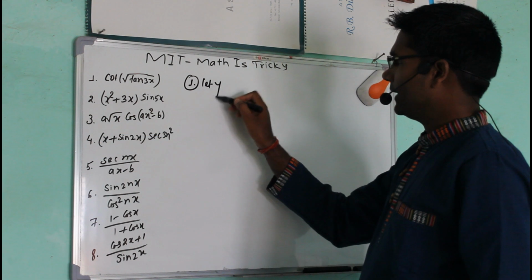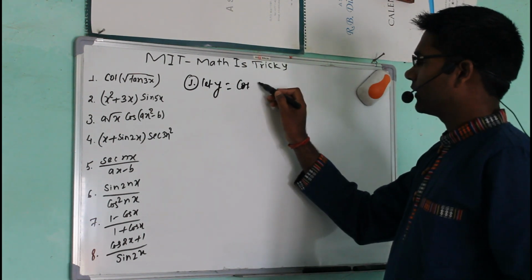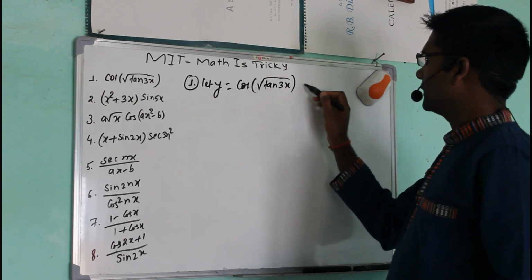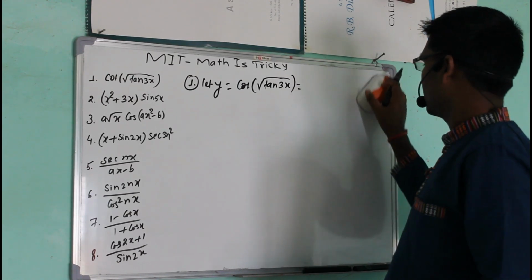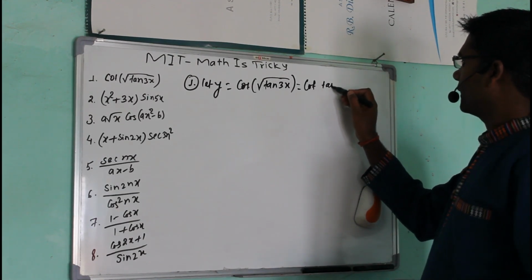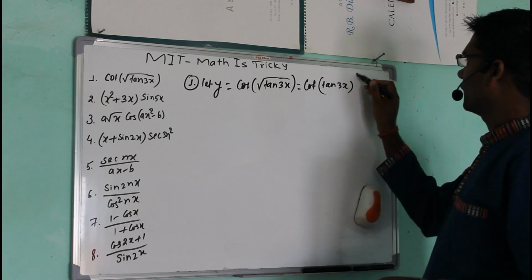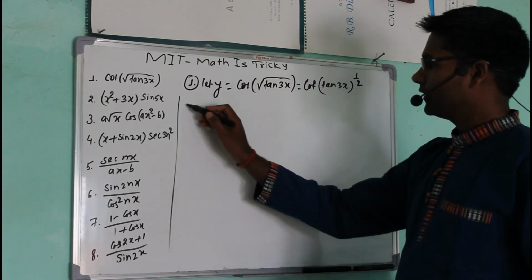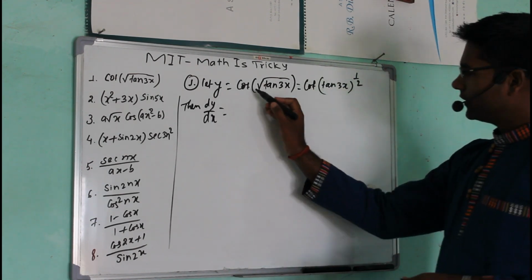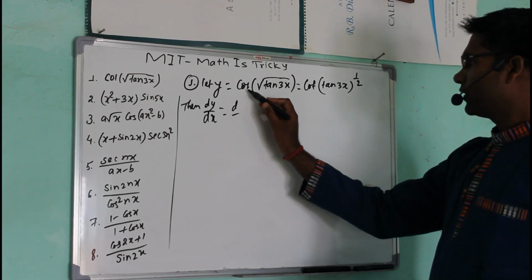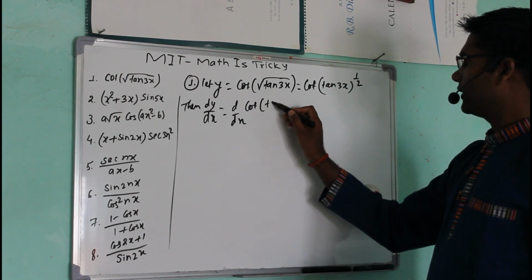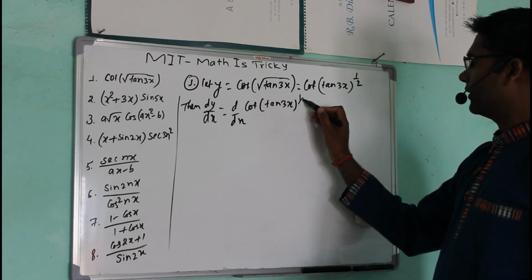Let y equals cot of root tan 3x. This can be written as cot of (tan 3x) whole power 1 by 2. We have to find dy by dx, which will be d by dx of cot of (tan 3x) whole power 1 by 2.